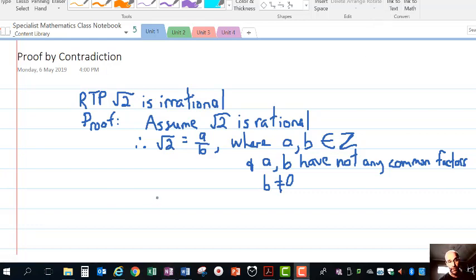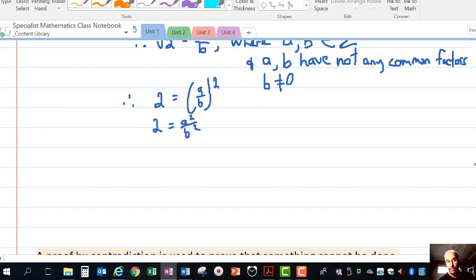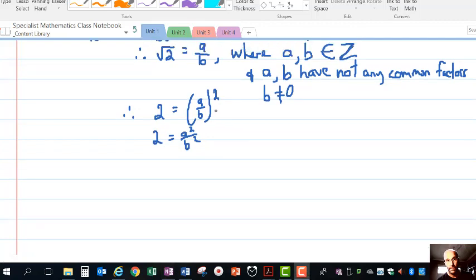And continuing the sequence above, let's square both sides. So if we square both sides, we've got 2 equals a over b, all squared. So 2 equals a squared over b squared, using the axiom of the index laws. And rearranging, we have 2b squared equals a squared, and we might call that result 1 because we're going to refer back to that.